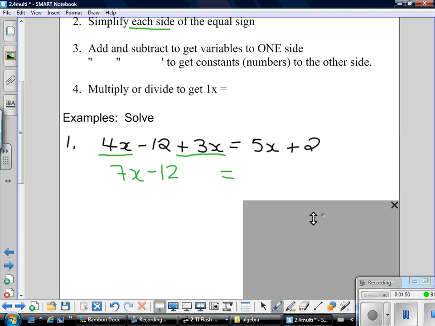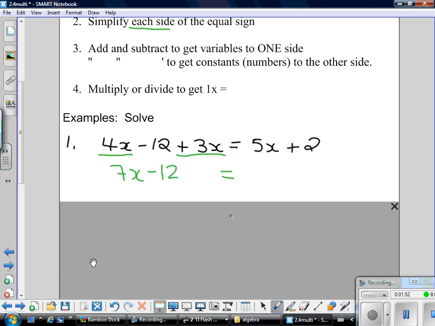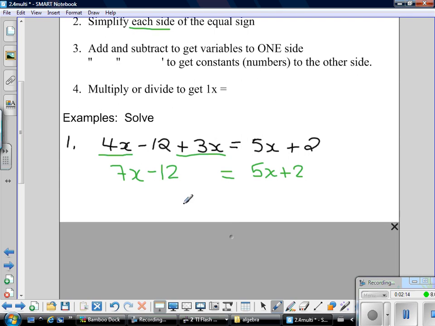Then I look at the other side. Well, I can't simplify it, so that means I rewrite it down. So now I have simplified both sides. Now I want to add and subtract to get the variables to one side and then the constants. Okay, so I have 7x's on this side of the equal sign and 5x's on this side. So I have to decide, am I going to move my variables to the left side or right side? It doesn't matter which side you choose, but you make that decision. In most cases, most students will choose to move everything to the left side.